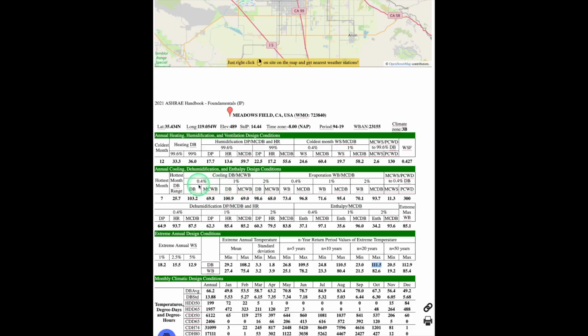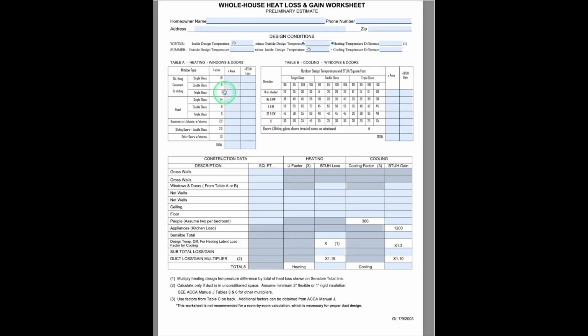So for us, we are probably going to use 0.4% because I know it gets hot over here and I want to keep my house nice and cool, even when it gets hotter than 103, which we know it does. So these are the two temperatures we're going to be looking at, 99% and 0.4%. So 36 and 103. So let's go back to our worksheet. So for the wintertime, we saw a temperature of 36 degrees. And in the summertime, we saw a temperature of 103.